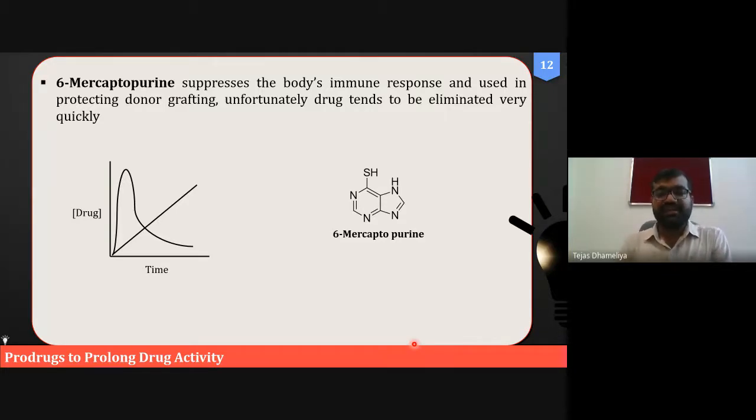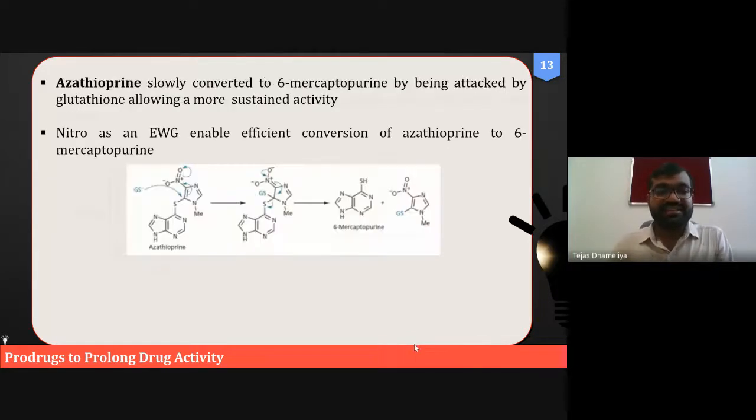But 6-mercaptopurine has a limitation that it will undergo quicker metabolism. So one has to make another prodrug of 6-mercaptopurine to increase its stability. We can increase the stability with the help of azathioprine. Azathioprine is this prodrug, and 6-mercaptopurine is basically the active molecule.